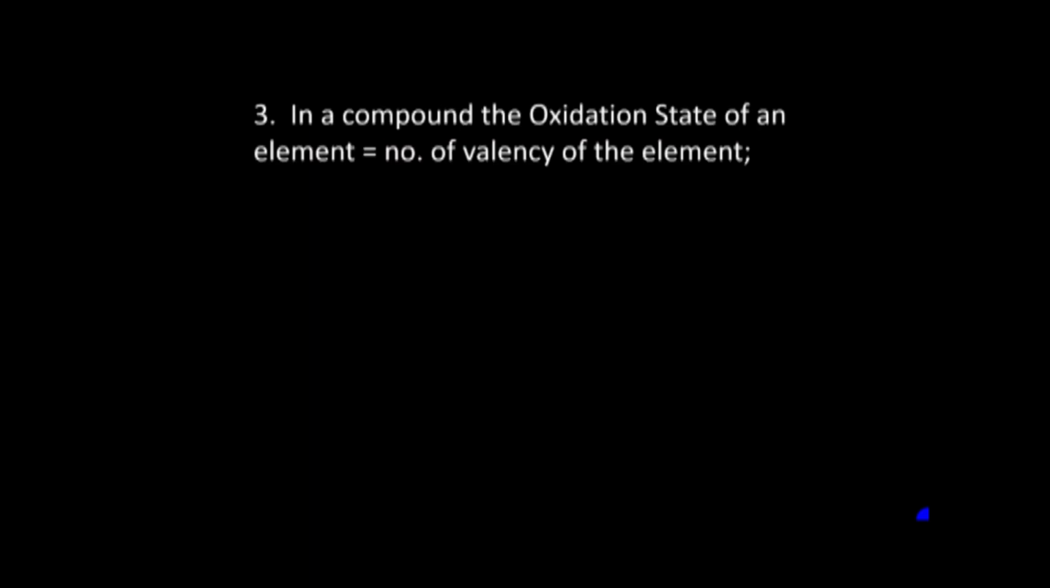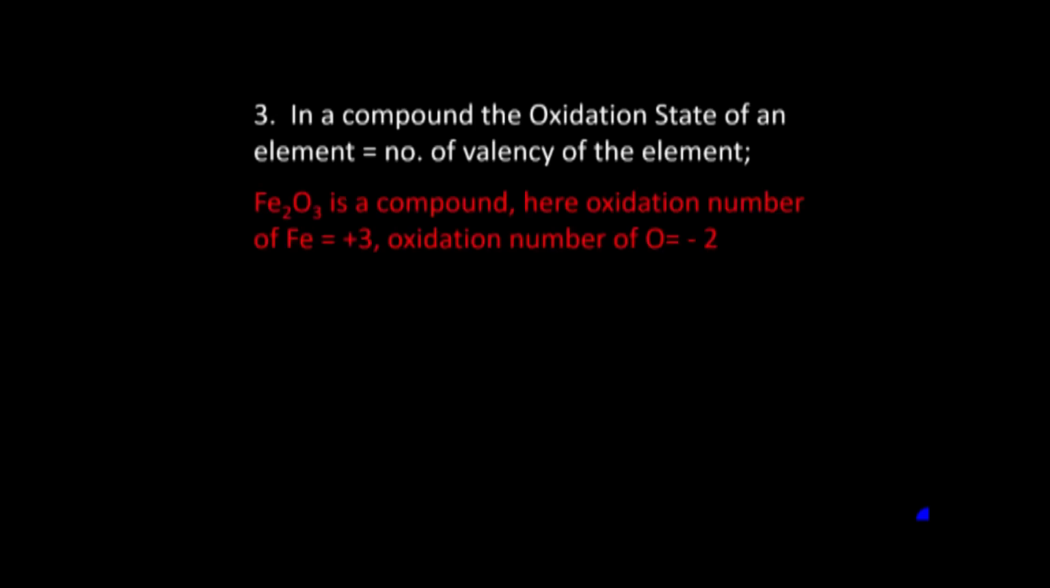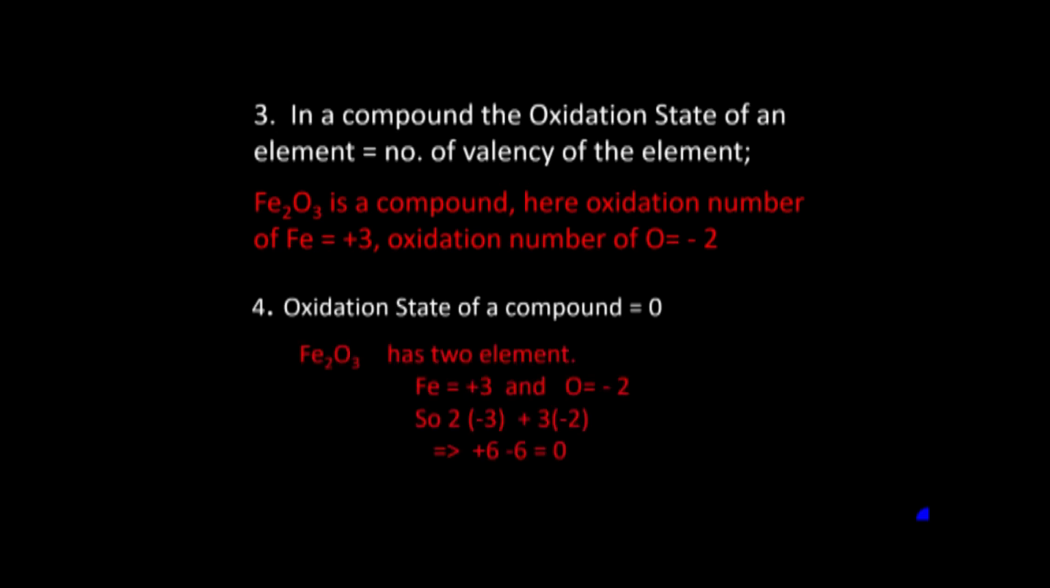Number 3, in a compound the oxidation state of any element equals the valency of the element. Like Fe2O3. This is an ionic compound. Here the oxidation state of iron is +3 because valency is +3. Oxygen is -2 because valency is -2. The total oxidation state of any compound equals 0. Like Fe2O3 is a compound. Iron has +3 multiplied by 2. Oxygen has -2, it has 3 atoms, multiplied by 3. So in total we get +6 -6 equal to 0.